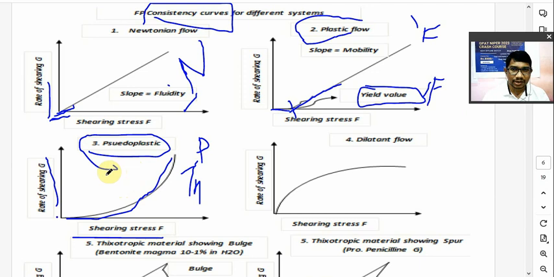So what happens in a suspension? Initially, in the bottle you have a viscous liquid. When you shake it, its viscosity decreases and it pours easily. That is pseudoplastic flow. Pseudoplastic flow is shown by polymers in solution.